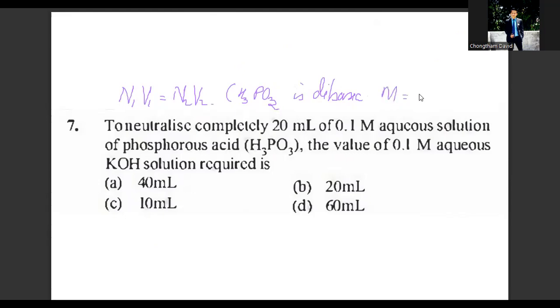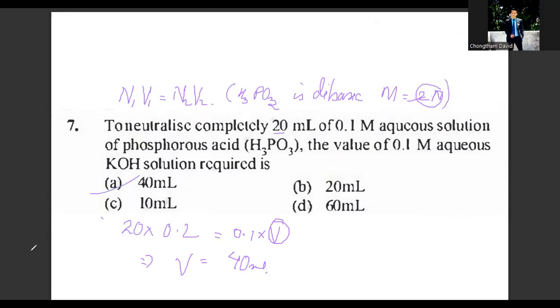So normality will be n factor into its molarity. How will you write the value of normality? The volume given to you is 0.02, because you are going to multiply this with this 20 ml. 0.02 liter. You have already converted this 20 ml into liter. And 0.1 is the molar concentration. So you are required to find this V. You need to cancel these terms. So V would be approximately 40 ml. So A would be the answer to question number 7.